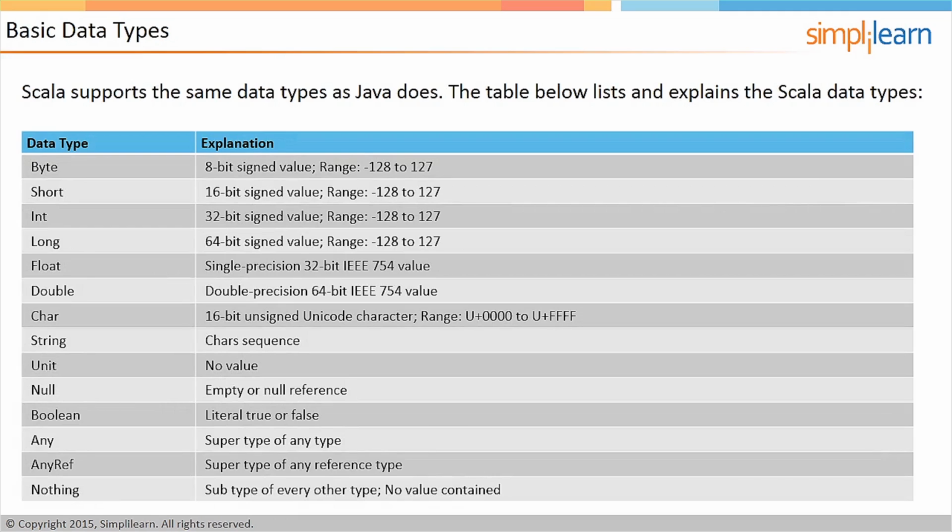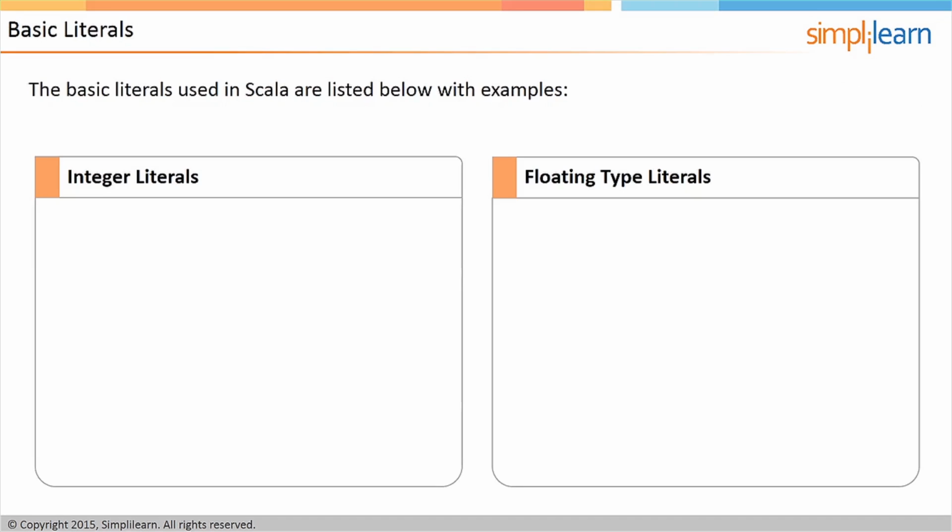The table on the screen lists and explains all the basic data types used in Scala. These are byte, short, integer, long, float, double, character, string, unit, null, boolean, any reference, and nothing. The rules used by Scala for literals are easy and intuitive. Let's first discuss the integer and floating type literals.